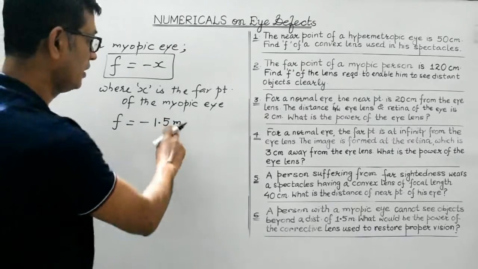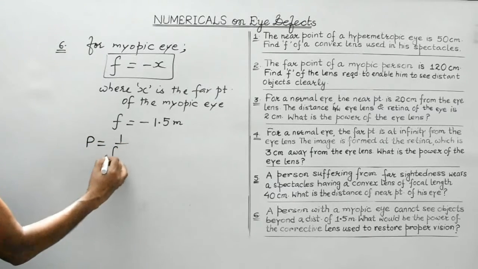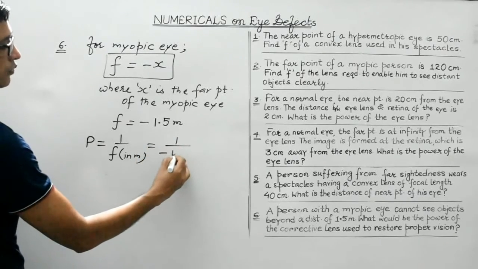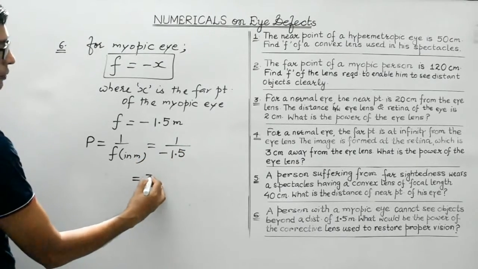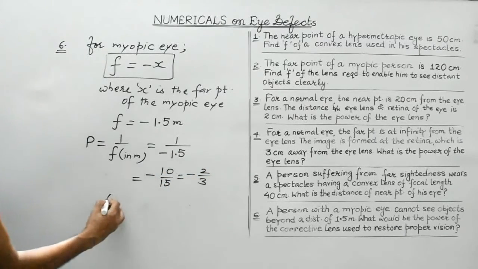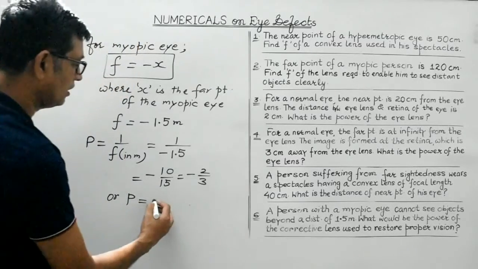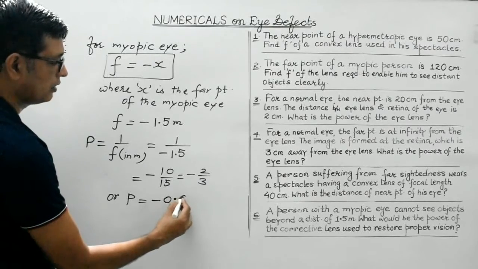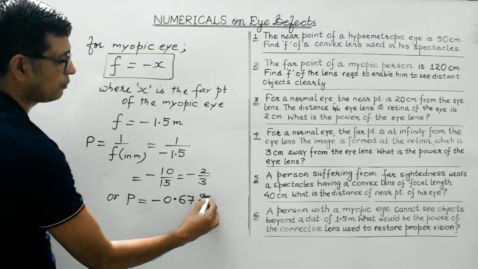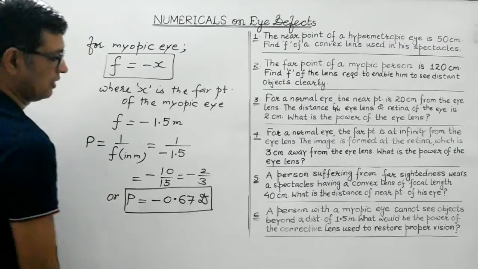Clear, students? It's already in meter. So we need to find out the power of the corrective lens to be used. It is 1 by F in meters. So what do we get? 1 divided by minus 1.5. So that will give us minus 10 by 15. So it is minus 2 by 3. Or the power of the corrective lens to be used by that person must be minus 0.67 diopter. Diopter is the SI unit of power, or it can be written as meter inverse.